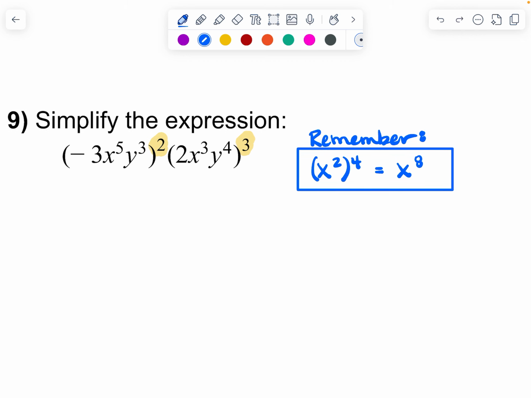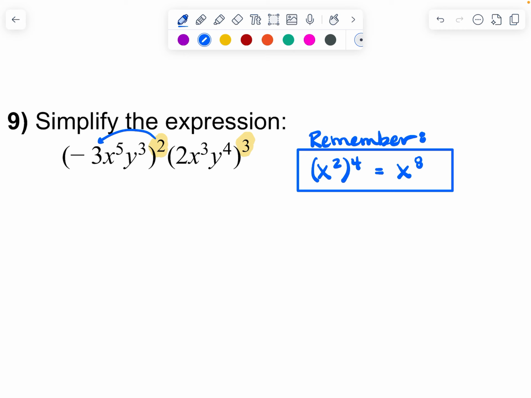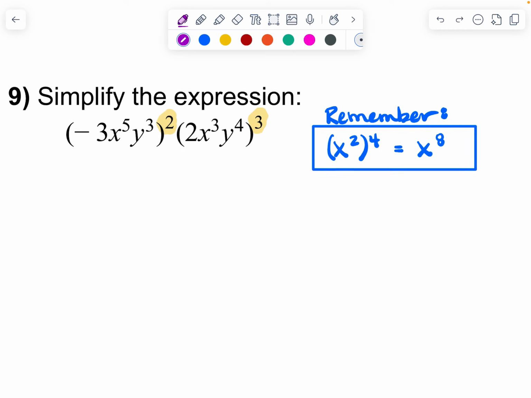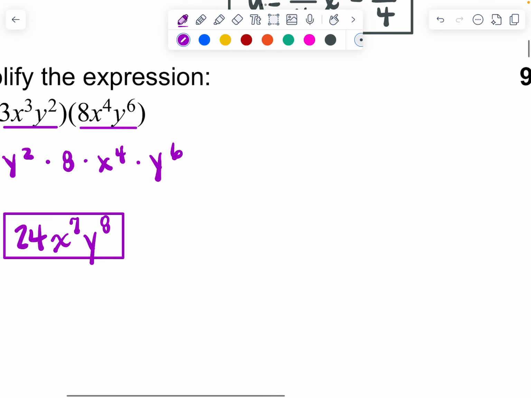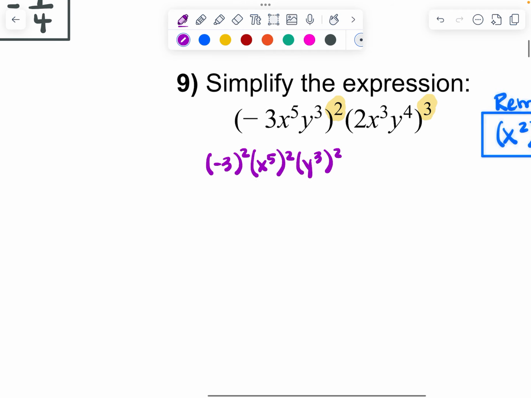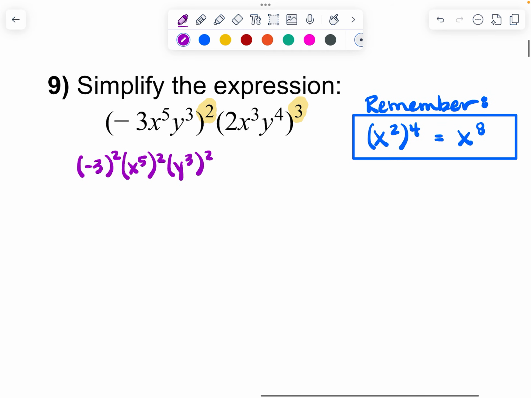Now the reason why this 2 is on the outside of that parenthesis is because everybody has to get the square. If it helps, I'm going to write this out in expanded form, okay? So this is going to be -3, and he gets the square. Then x to the 5th, he gets the square. And then the y cubed, he gets the square. So I'm kind of doing what I did over here, right? And I'm expanding each factor, right?